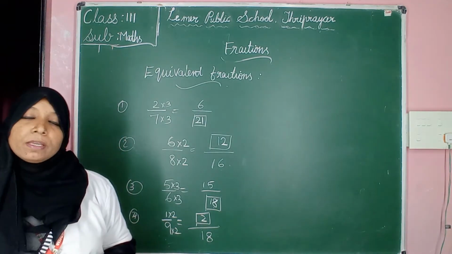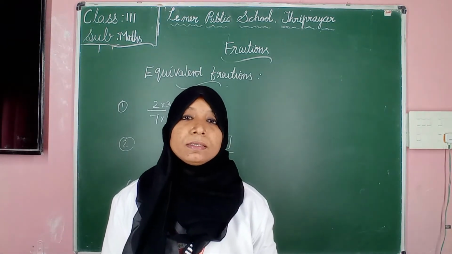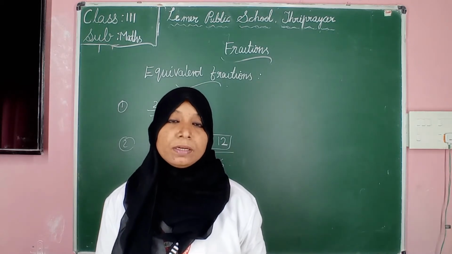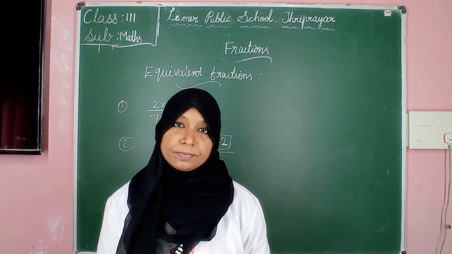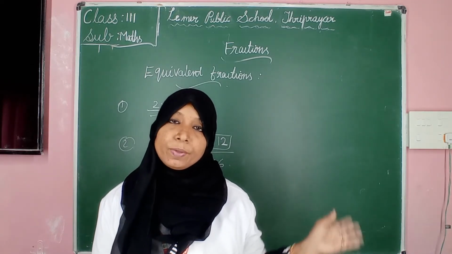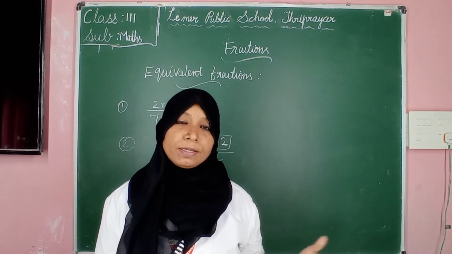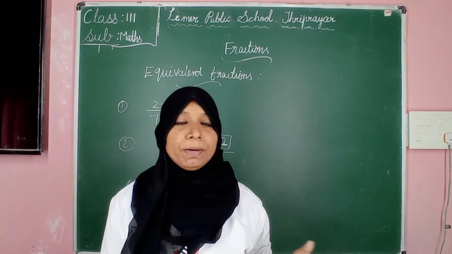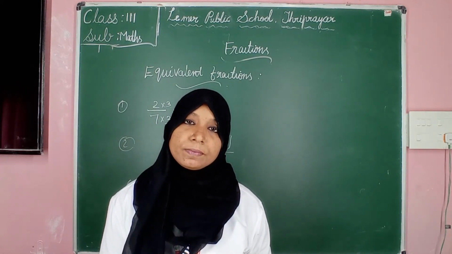Okay, this way we can find out the missing numbers, numerator or denominator. Find out which number we multiply the given numerator or denominator by to get the next numerator or denominator. Multiply the same number, then find the answer.